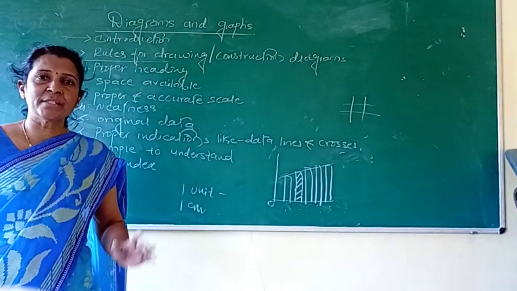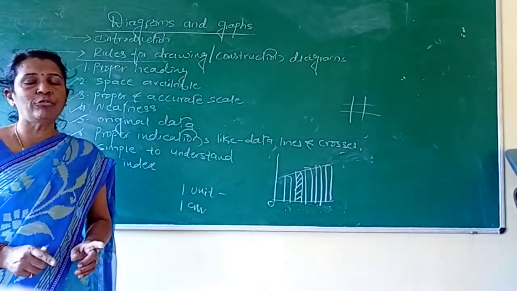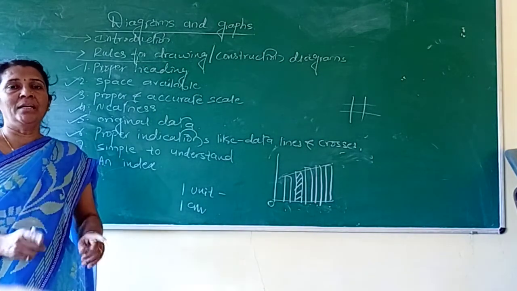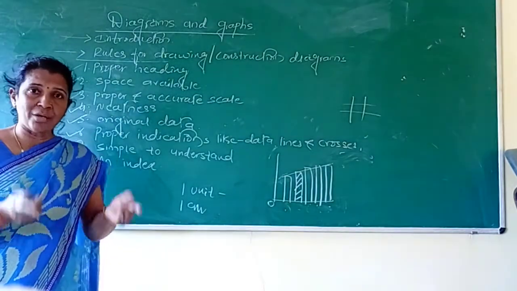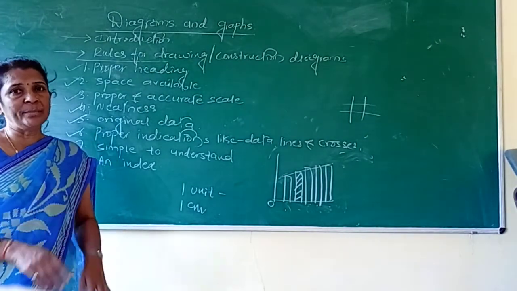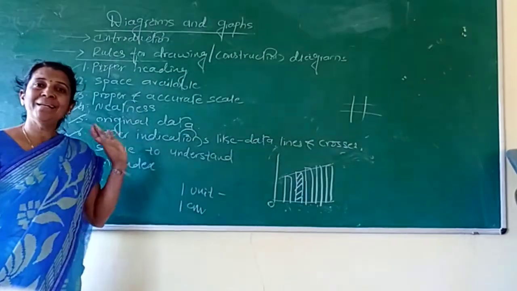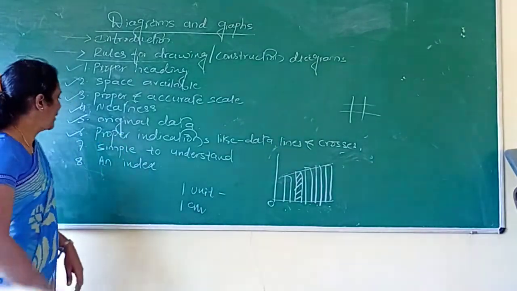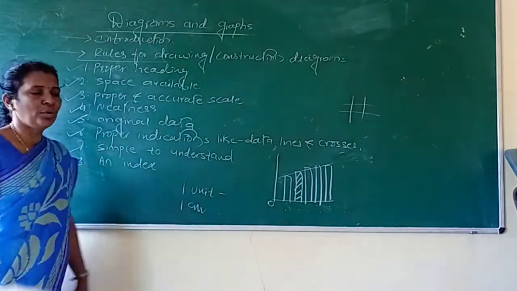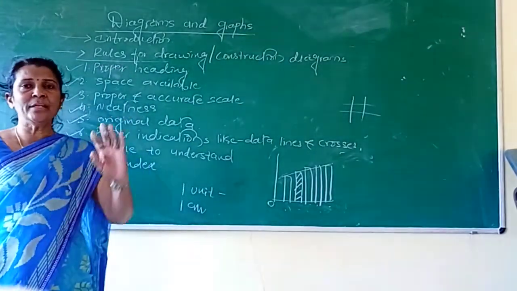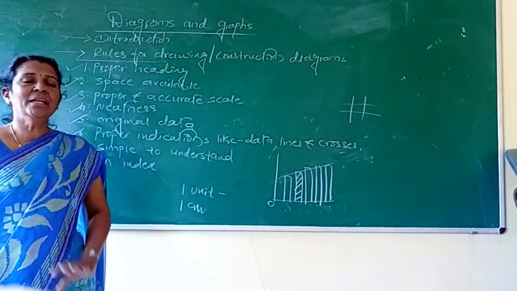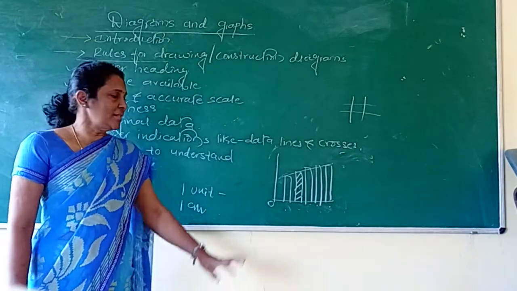So when you present the information in the form of a diagram, in that diagram every line or any crosses that are there are to be properly indicated. Then simple to understand. So your diagram should be in such a way that it is very easy to understand.